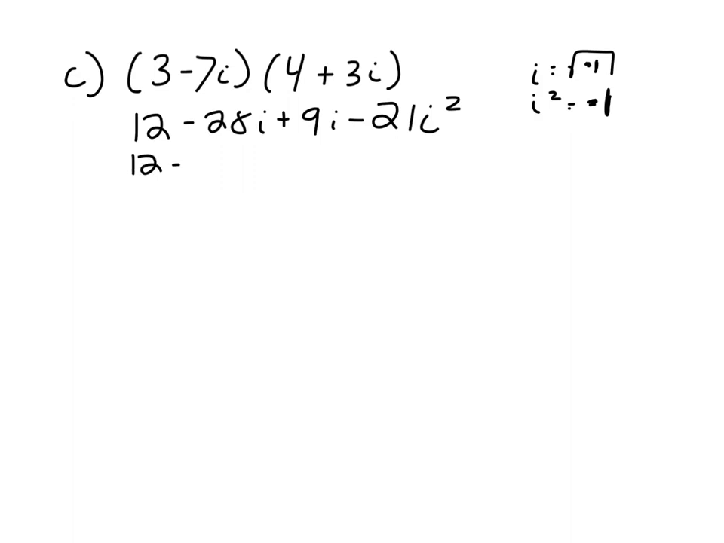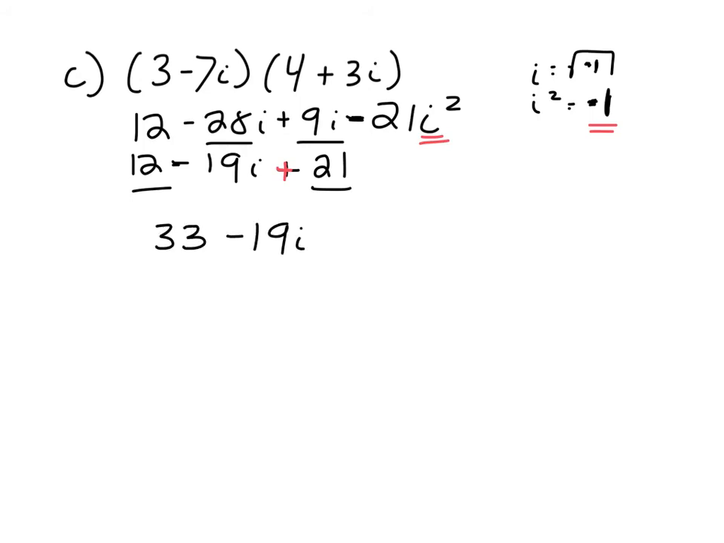So let's go ahead and write that. We have 12. We can combine these two terms, so that'd be minus 19i. And then this, instead of being minus 21, is going to be plus 21, because this i squared is negative 1. So that changes the sign. Then let's combine those two. I have 21 and 12, and that makes 33 minus 19i. There you go, that's my answer in standard form.